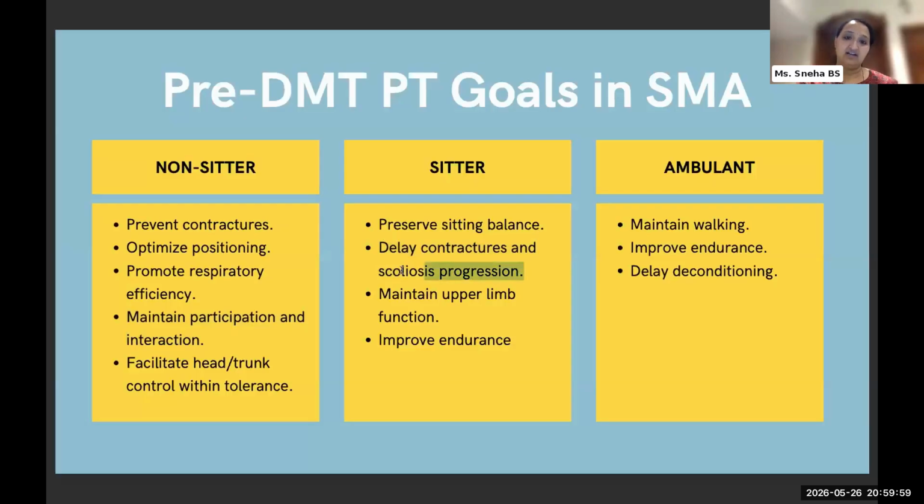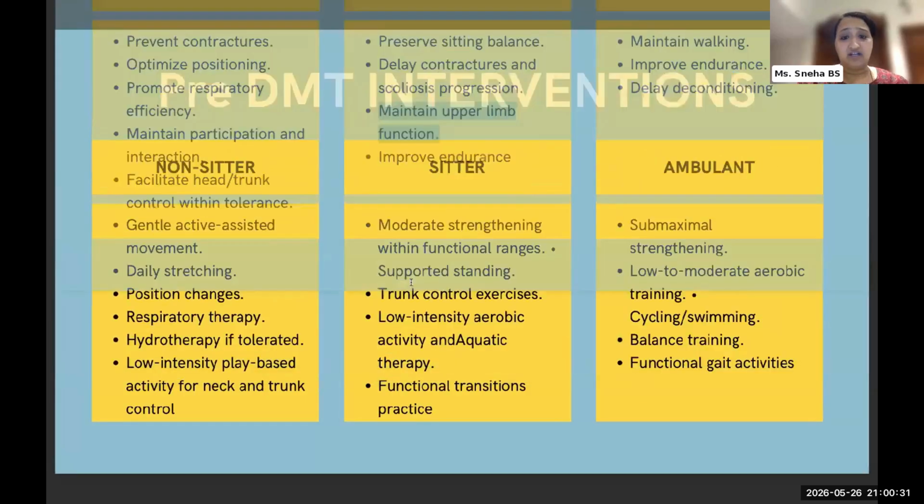So once the child learns to sit, the child and the parents most of the time prefer being in sitting position. So it has an impact on the spine because the weakness is not going anywhere. It is there, and in fact pre-DMT it is still progressing. So scoliosis is a risk. So delaying contractures, keeping scoliosis in mind, is absolutely necessary. Maintaining upper limb function, so that's more functional ADL, they can participate more in their ADLs. Improving the endurance. So how are we going to achieve that?